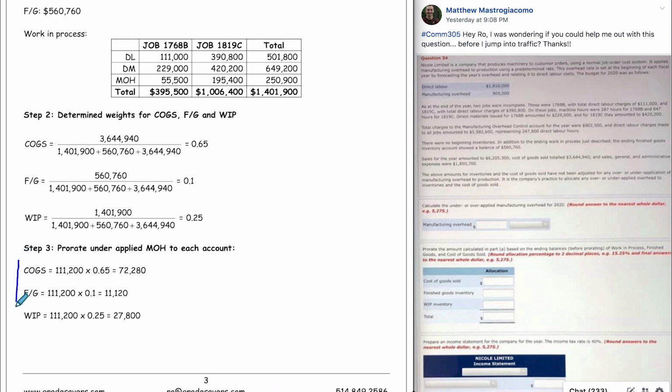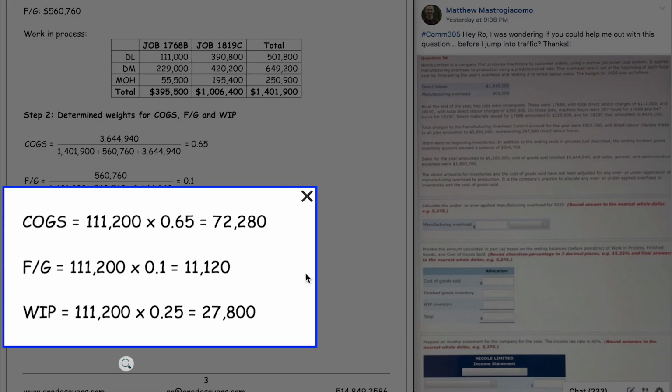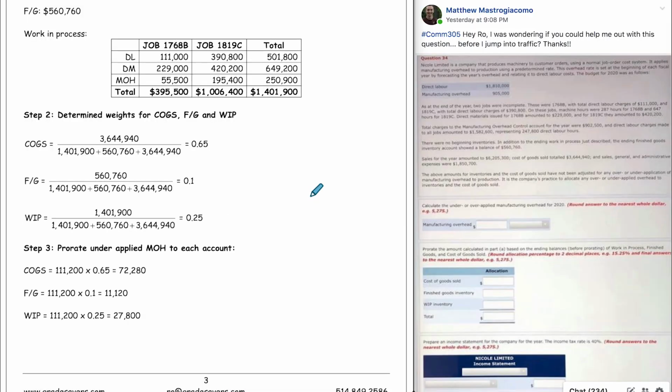This is the amount of underapplied MOH that is going to need to be adjusted to each of these accounts. And I remind you that because we've underapplied overhead, we're going to be adding these amounts to the unadjusted balances for each. So there we have it. That's required 2. Let's look lower down and try to tackle required 3.